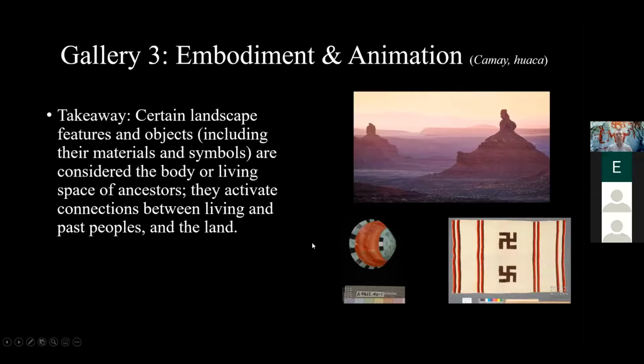This embodiment can also be communicated perhaps by this shell pendant, the Zuni shell pendant, which perhaps holds the essence of the sea and the stories of people's migrations to the sea, and all the details that are encoded in that.